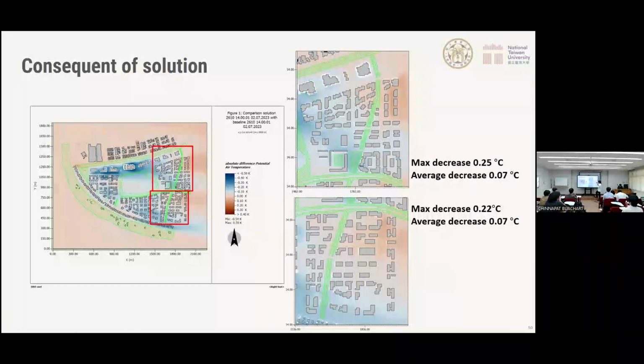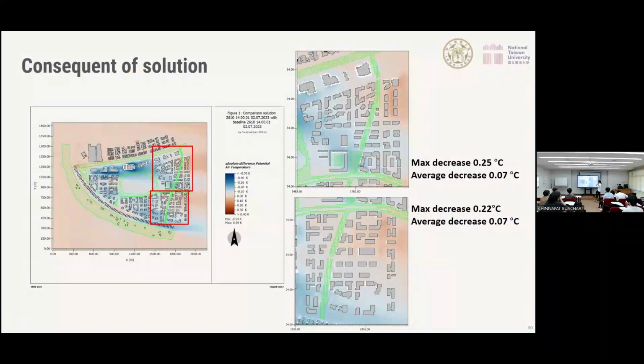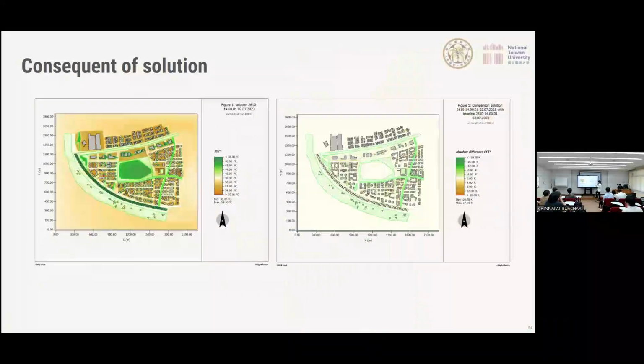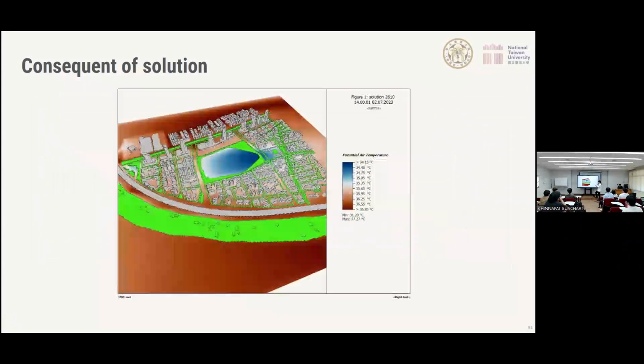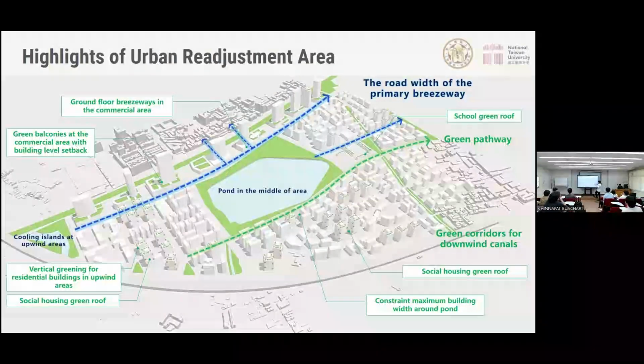And on the right-hand side, the result is about 0.225 degrees and 0.22 degrees of air temperature decrease. And these are the comparison of PET and some 3D models. And here's a graph of all the highlights that we apply to this study area.